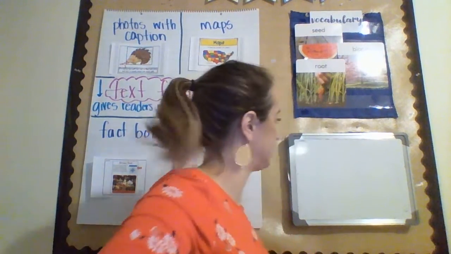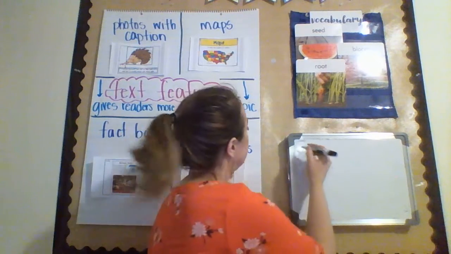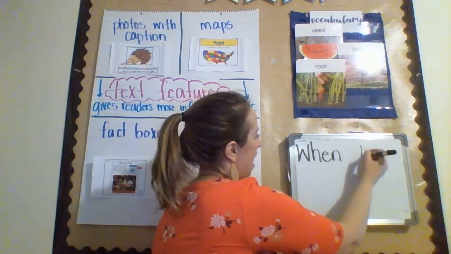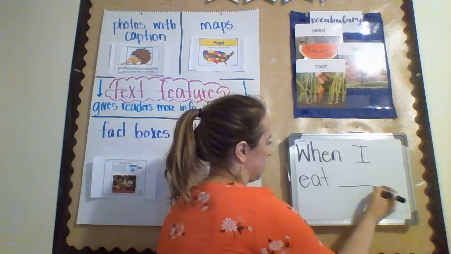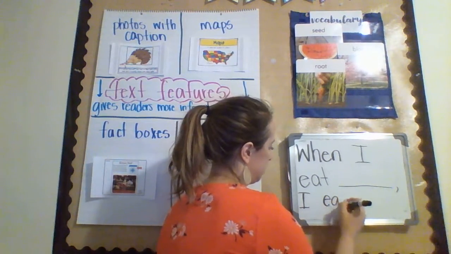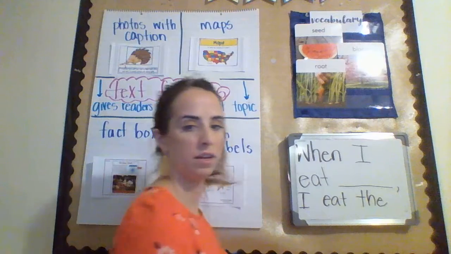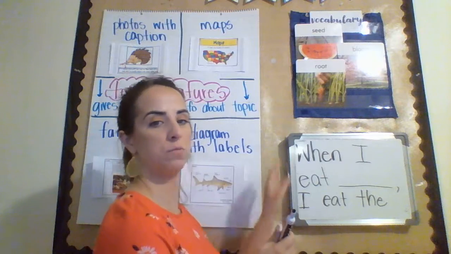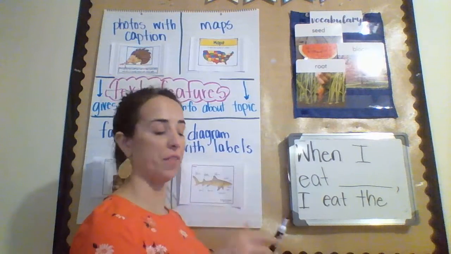So here is your sentence stem, your sentence starter. Make sure your journals are open. When I eat, and you're going to tell me what you eat. I eat the. Okay? Hopefully you guys can see that okay. I'm really sorry if it looks like it's super far away. Okay, so go ahead and pause so you can write that down in your journal.